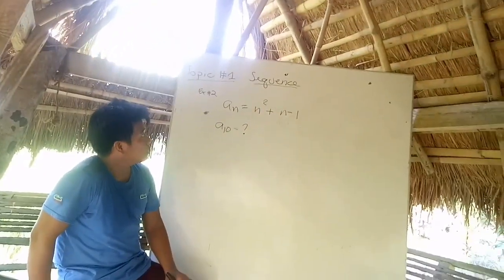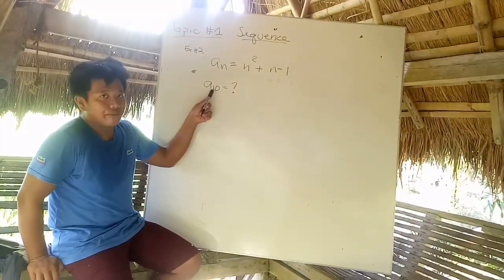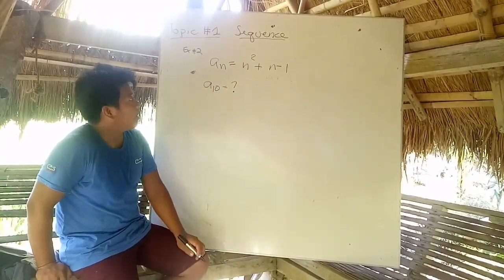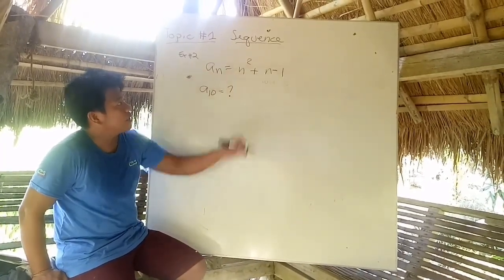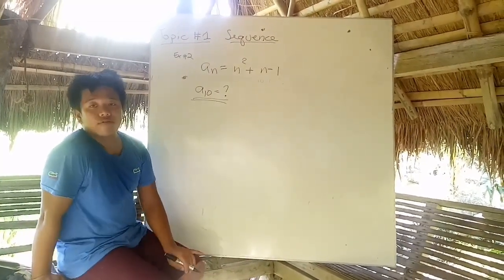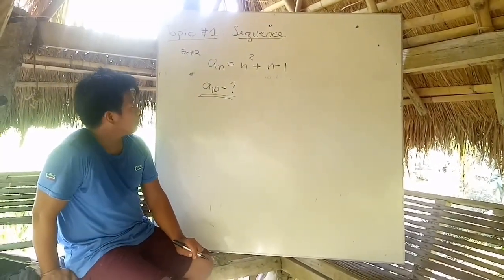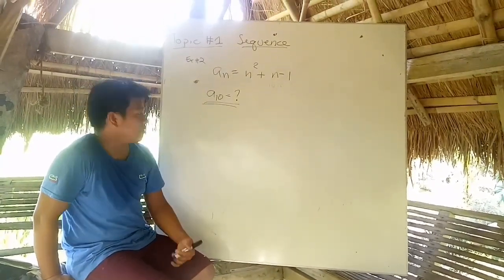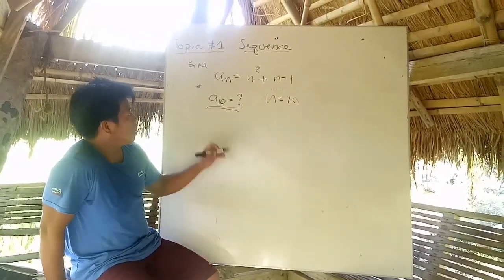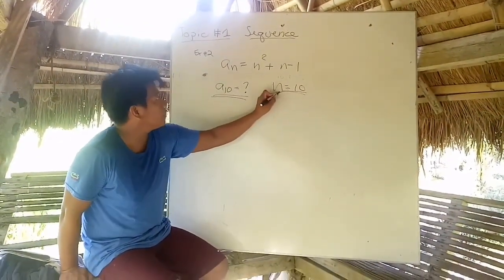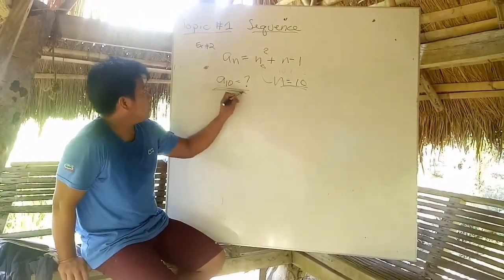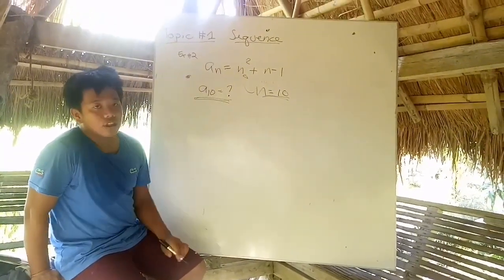Example number 2. Find the 10th term of the sequence given by this formula. A sub n equals n raised to 2 plus n minus 1. So we are looking for the 10th term. Okay, so since we are looking for the 10th term, n equals 10. So just substitute the value of n in this formula to get a sub 10 or the 10th term.